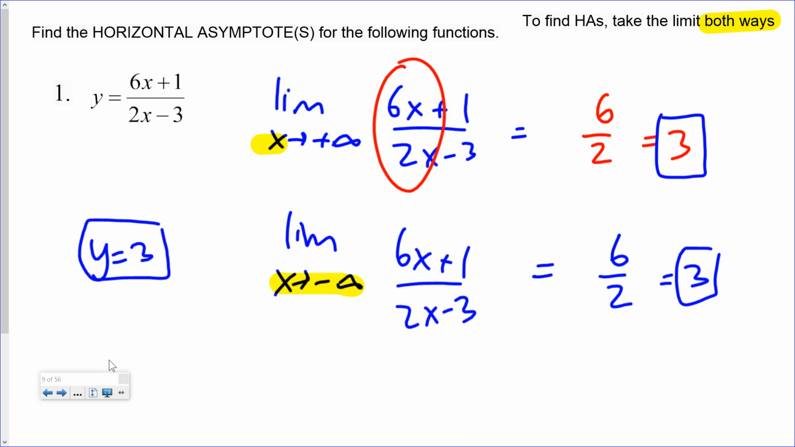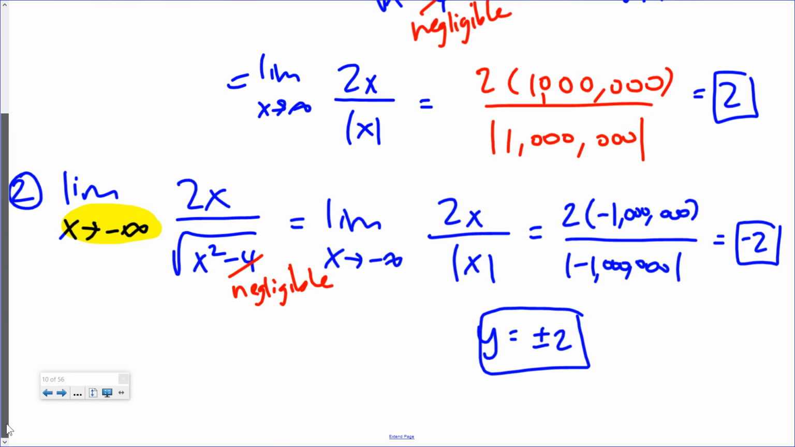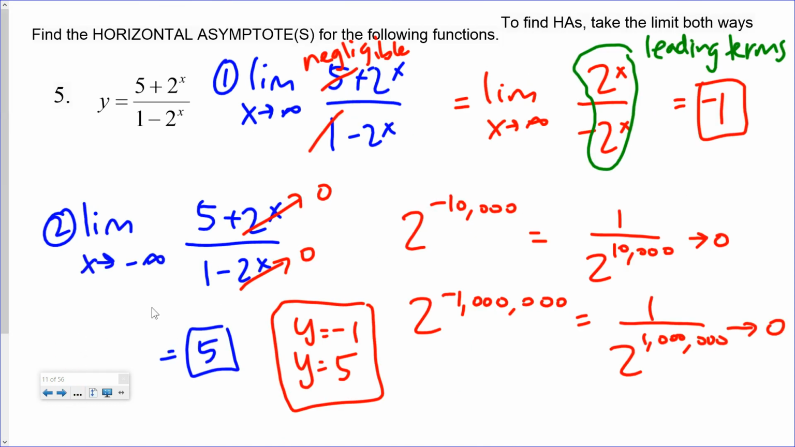Number 1, the answer should be 3 and 3. So your answer should be y equals 3. Okay? Guys, number 2, your answer should be 2 and negative 2. So you should have y equals plus 2 and y equals negative 2. Number 3, your answer should be y equals negative 1 and y equals 5. Check your answers, guys. That's number 3.